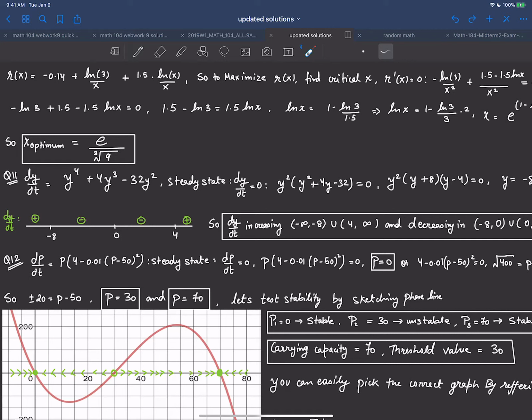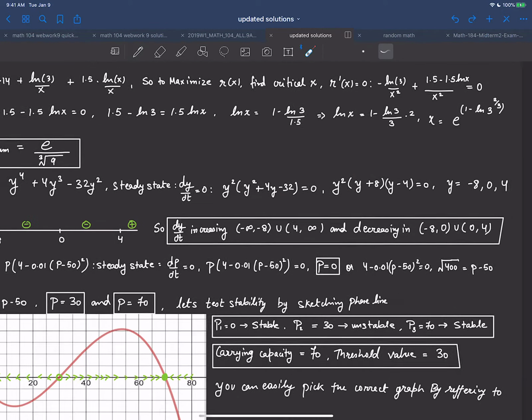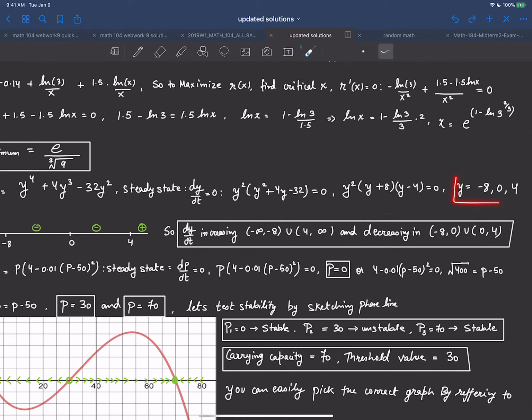Now to find steady states, all you need is wherever this thing equals 0. So you have to factor it out. I factored out a y squared from it, and then you can break down the inside quadratic into two factors, 8 and minus 4. So essentially you have three steady states here: negative 8, 0, and 4.